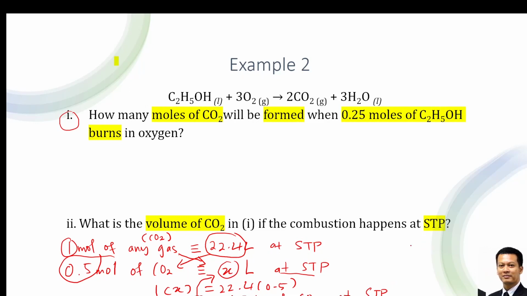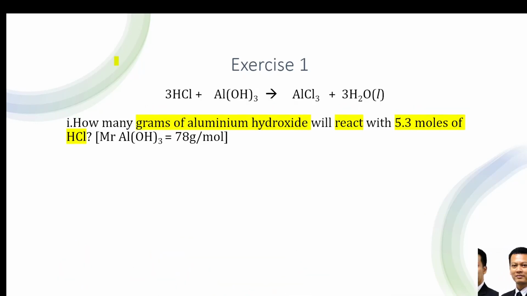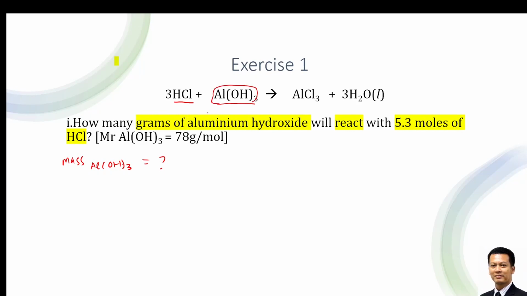If you have question, you can ask in the Telegram. Okay, next one. Exercise 1. This one we are going to relate to mass. The question asks you, what is the mass of aluminium hydroxide? How many grams of aluminium hydroxide? This one we don't know. That will react with 5.3 moles of HCl. So we are looking at the relationship with aluminium hydroxide.